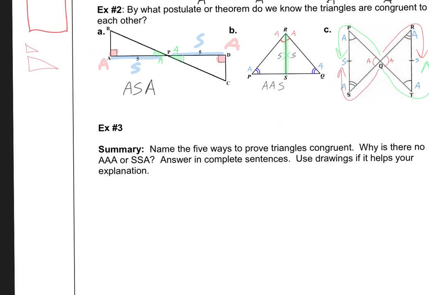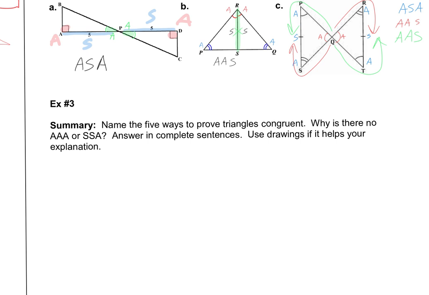All right, so I know I don't normally have you do the summary, but I do want to point something out to you. It says this, name the 5 ways to prove triangles congruent. Well, I only gave you 4, and there are 5. There is a 5th way, and it's a special way. It only works for right triangles. So I know I don't usually have the summary, but I'm going to show you one more thing here.